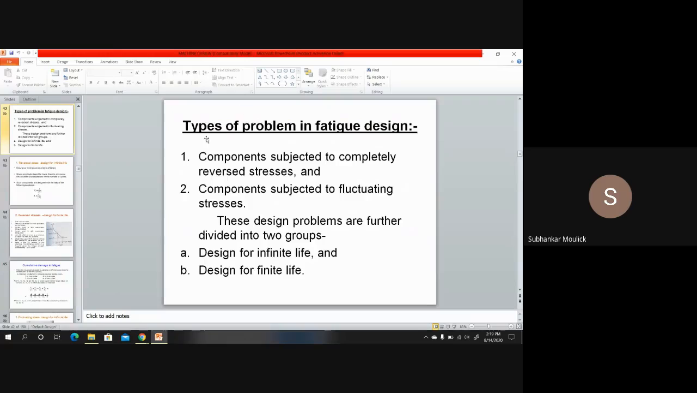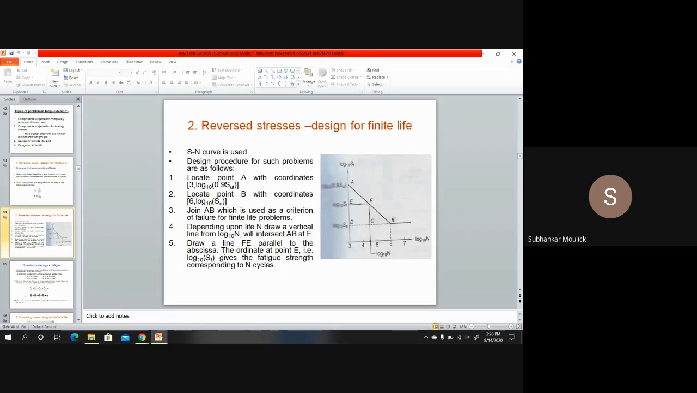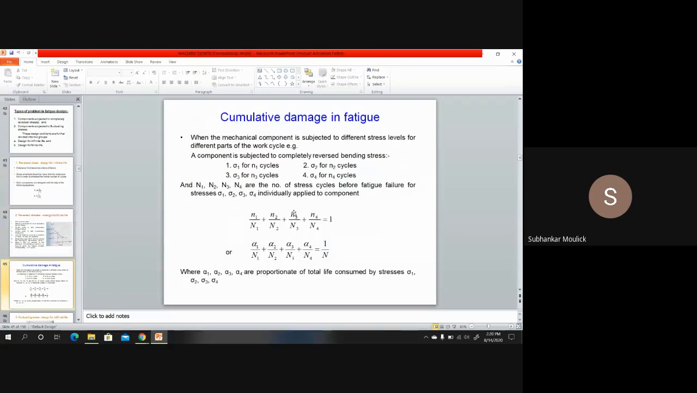Then we discussed the different types of problems which are available in fatigue. Basically, two types of problems are there. First, when any component is subjected to completely reversed stress, and second, when the component is subjected to fluctuating stress. Again, this fluctuating stress case can be divided into two types: if you are designing for infinite life, how to solve that problem, and if you are designing for finite life, then how to solve that problem. All these things we have seen in the last class.